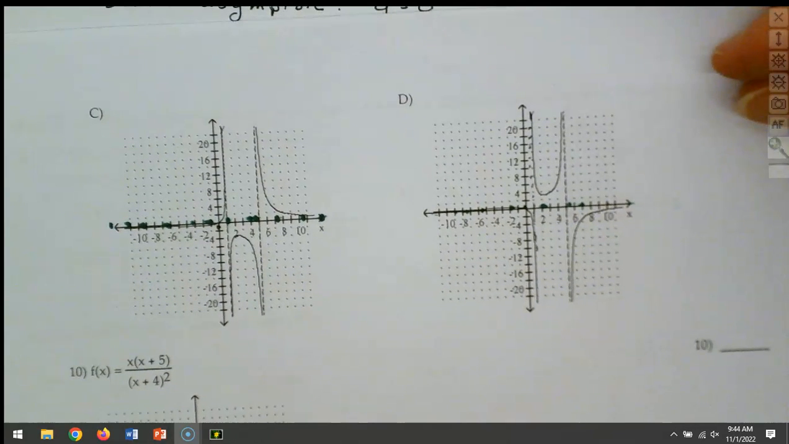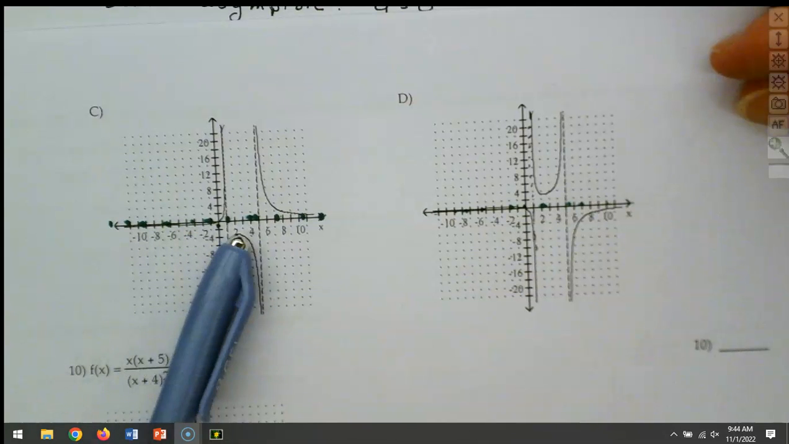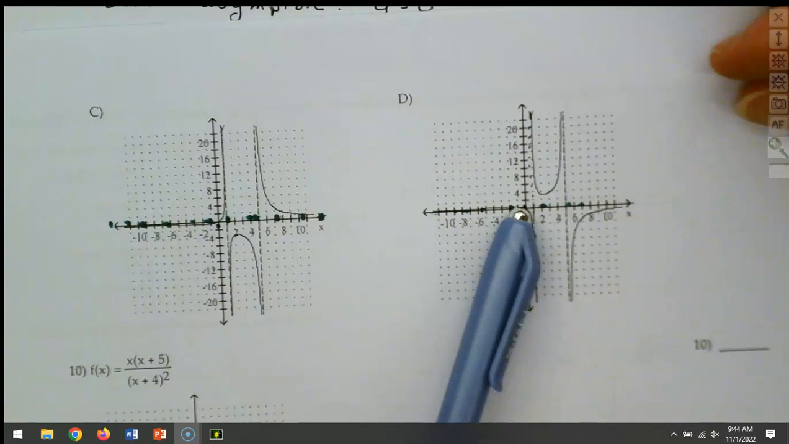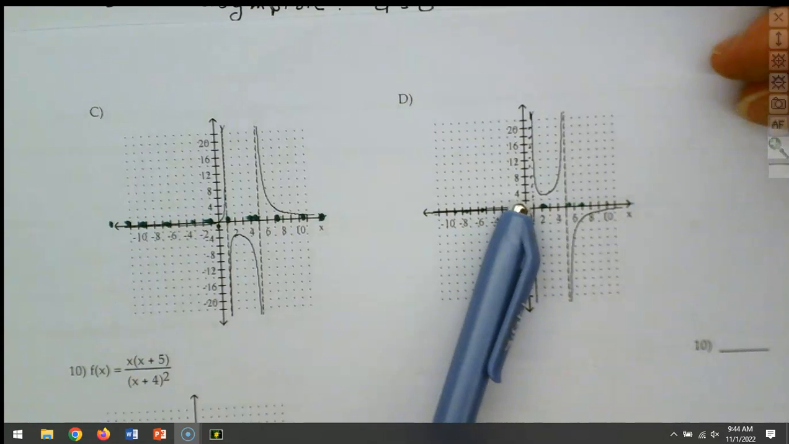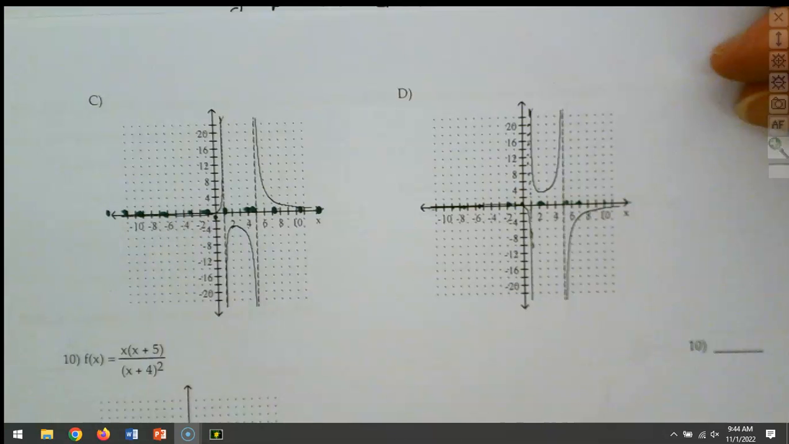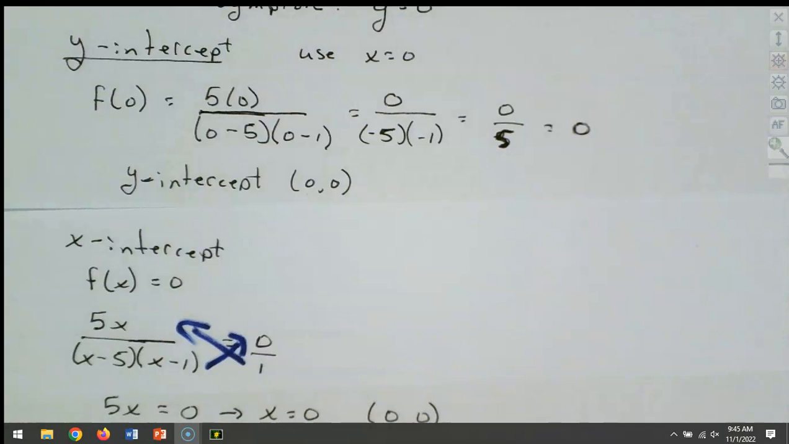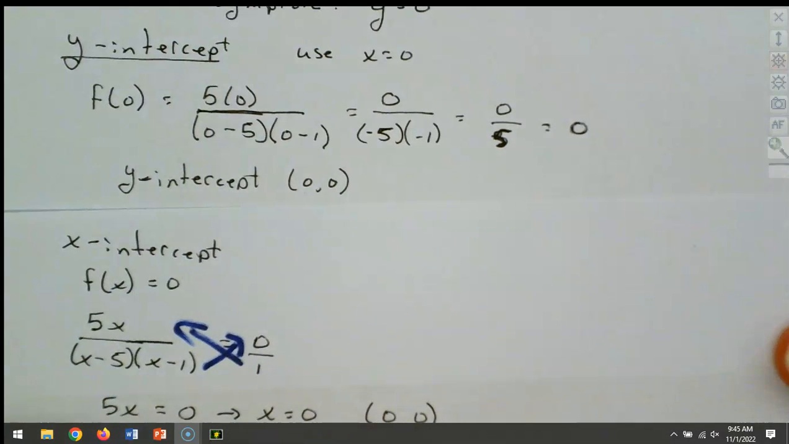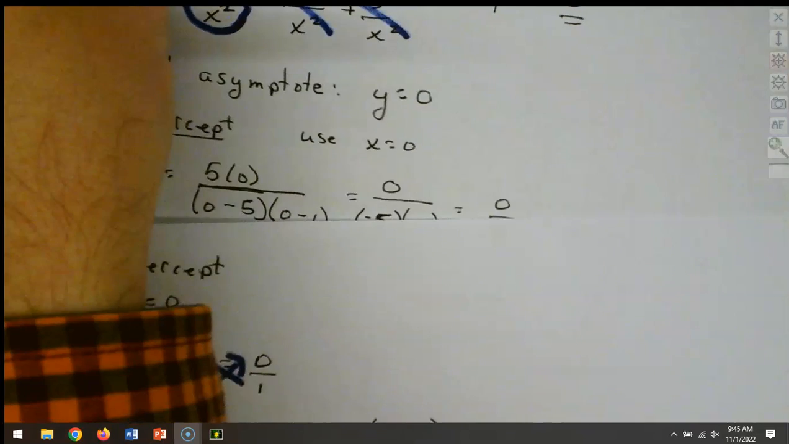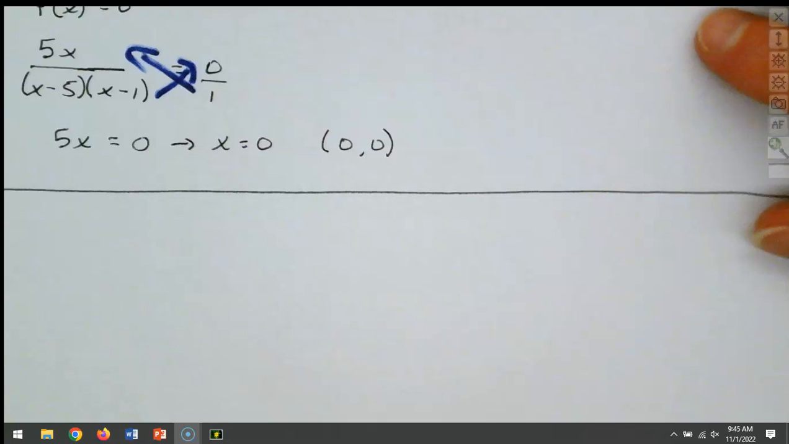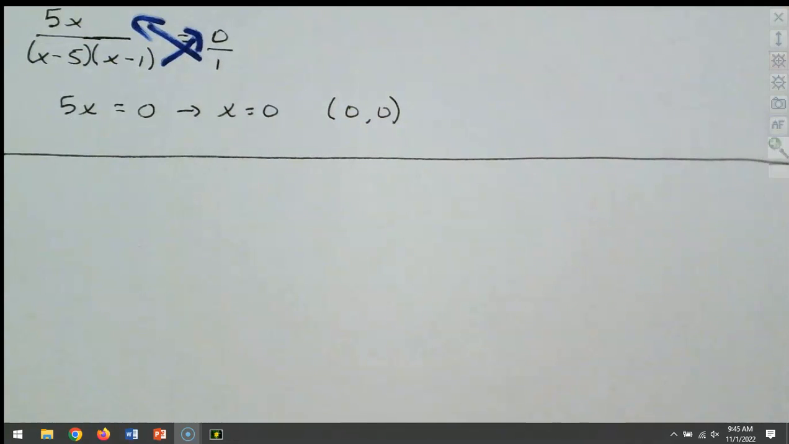So let's look and see what we've got here. Okay, neither one of them cross the x-axis at anywhere except that 0, 0. Right, that one's right there at 0, 0. That one crosses right there at 0, 0. So those two are still viable choices. Now, what do we need to do after this? Well, we found our intercepts. We found our asymptotes. Right? We've got it down to two choices. We need to figure out which one it's going to be.